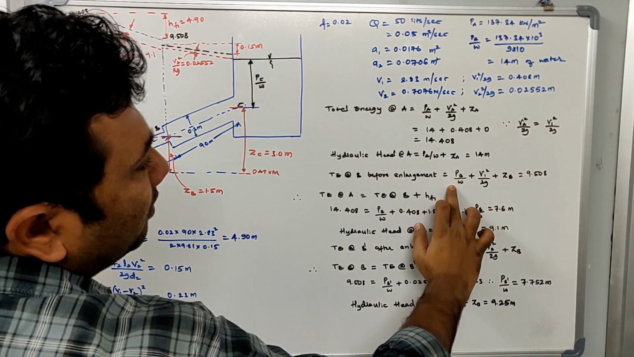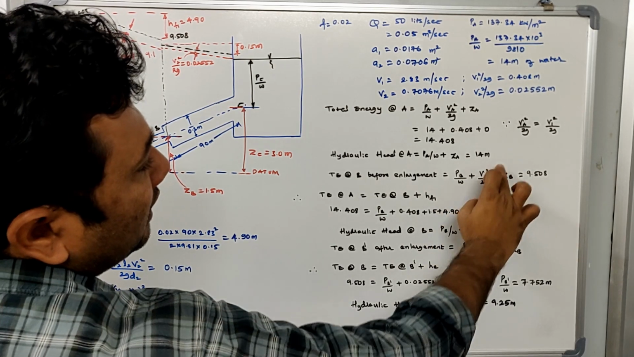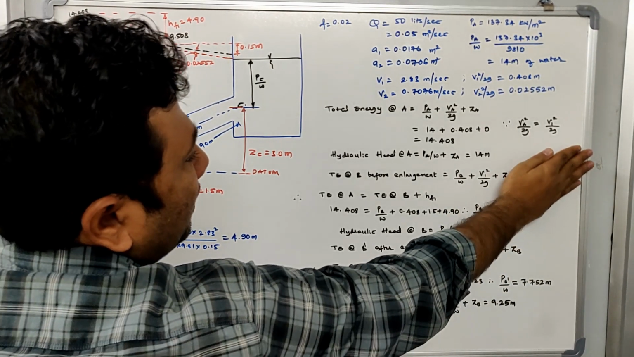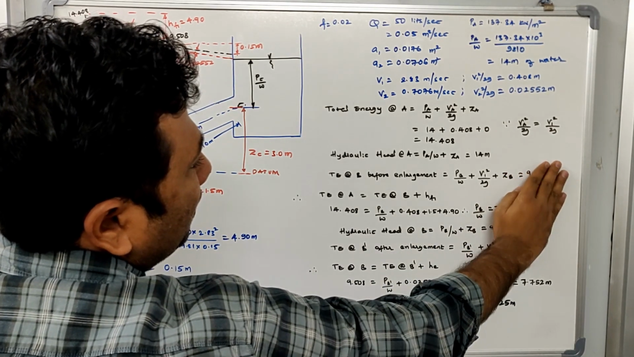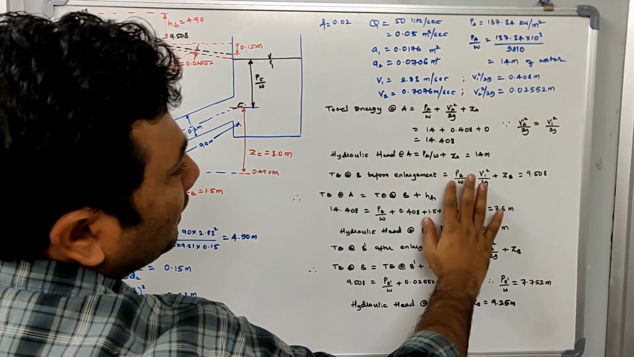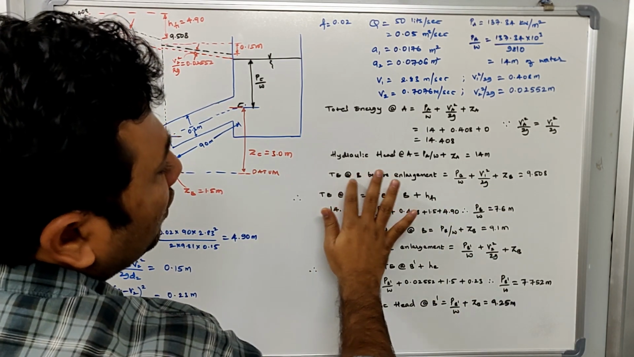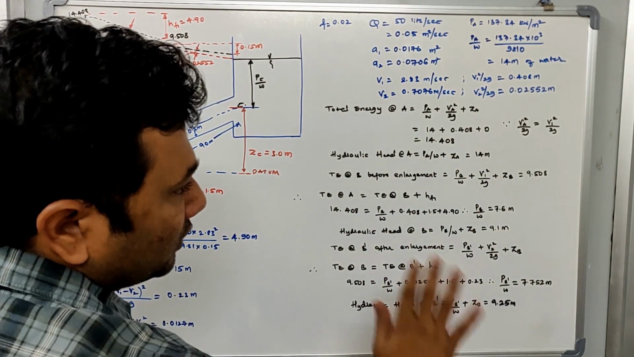Right. Now let us see what will be the equation for total energy at B before enlargement. It will be equal to PB by W plus V1 square by 2G plus ZB, that is your value. Okay, we have not determined this value yet. Don't try to remember this. So PB by W plus V1 square by 2G plus ZB will be equal to total energy at B before enlargement. That is what we know.